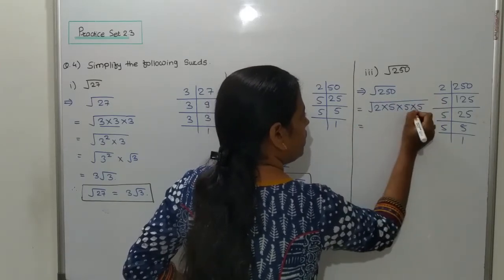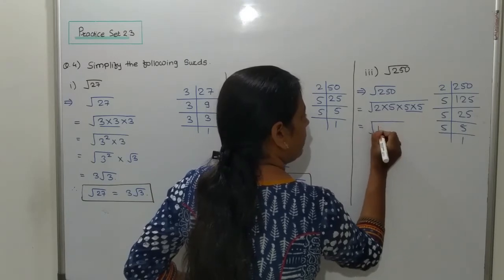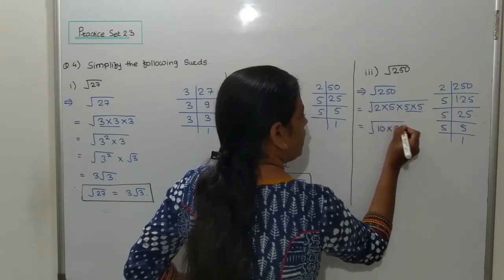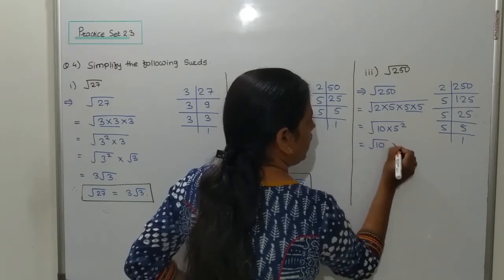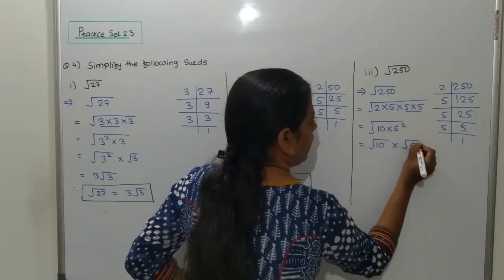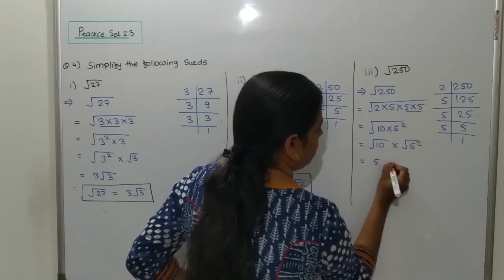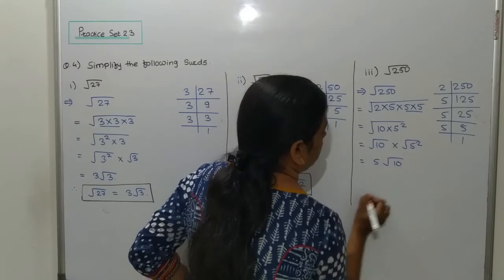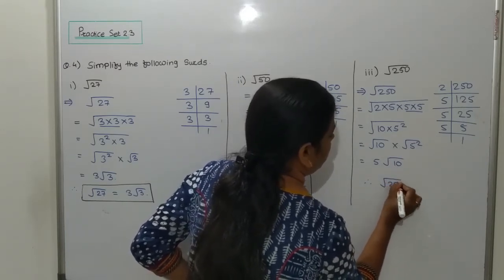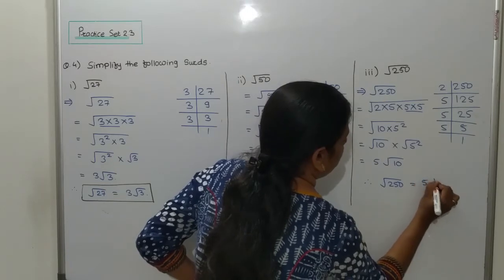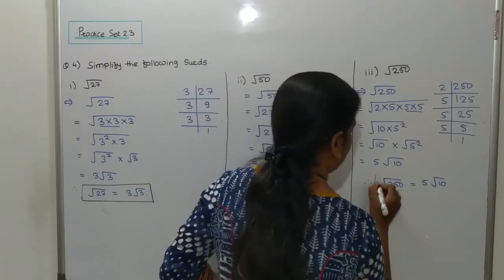So group these two. That means 2 into 5, 10 into 5 raised to 2. Then separate the square root sign, root 10 into 5 raised to 2. So this 2 and the square root sign get cancelled. Then what is the result? 5 root 10. So therefore, root 250 is equal to what? 5 root 10. And this is the answer of the third question.